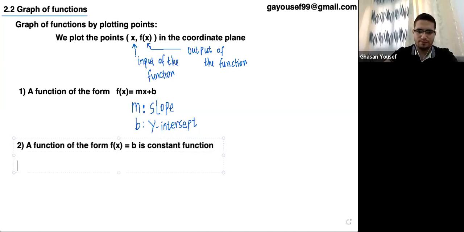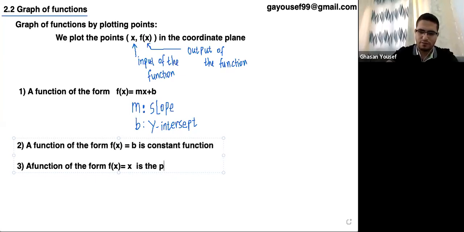Number 3, a function of the form f of x equal x to the power n is called the power function. Here f of x equal x to the power n is the power function. I'm going to graph some functions in the example below after this.